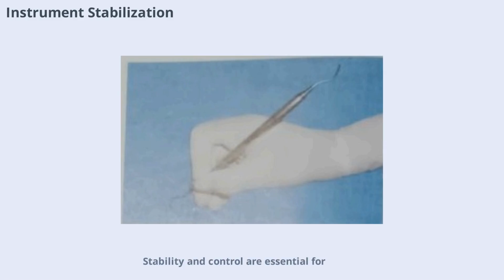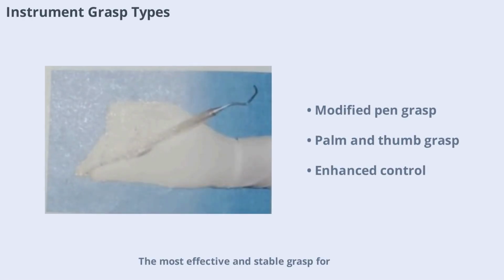Stability and control are essential for effective procedures and to avoid injury. Two factors provide stability: instrument grasp and finger rest. A proper grasp allows precise control of movements, while a good finger rest stabilizes the hand and instrument, preventing injury and laceration of tissues. The most effective and stable grasp for periodontal instruments is the modified pen grasp, which allows precise control and facilitates good tactile conduction.